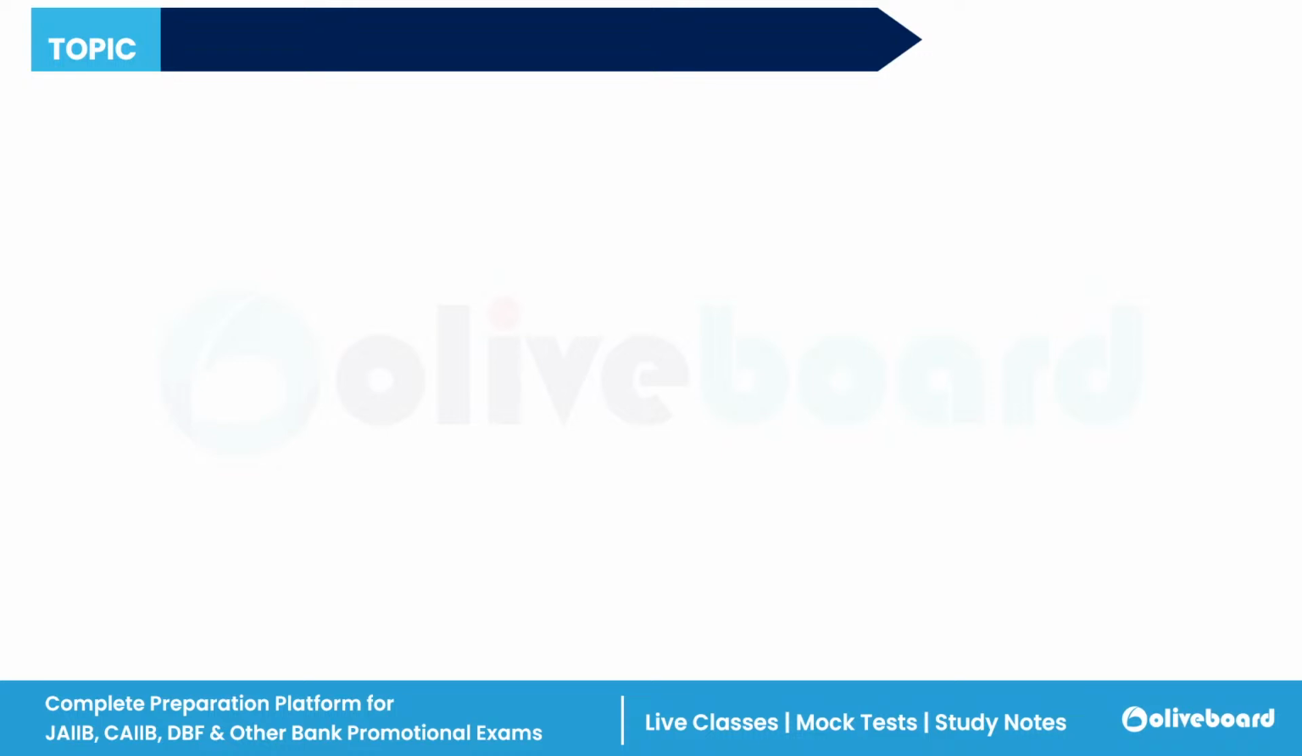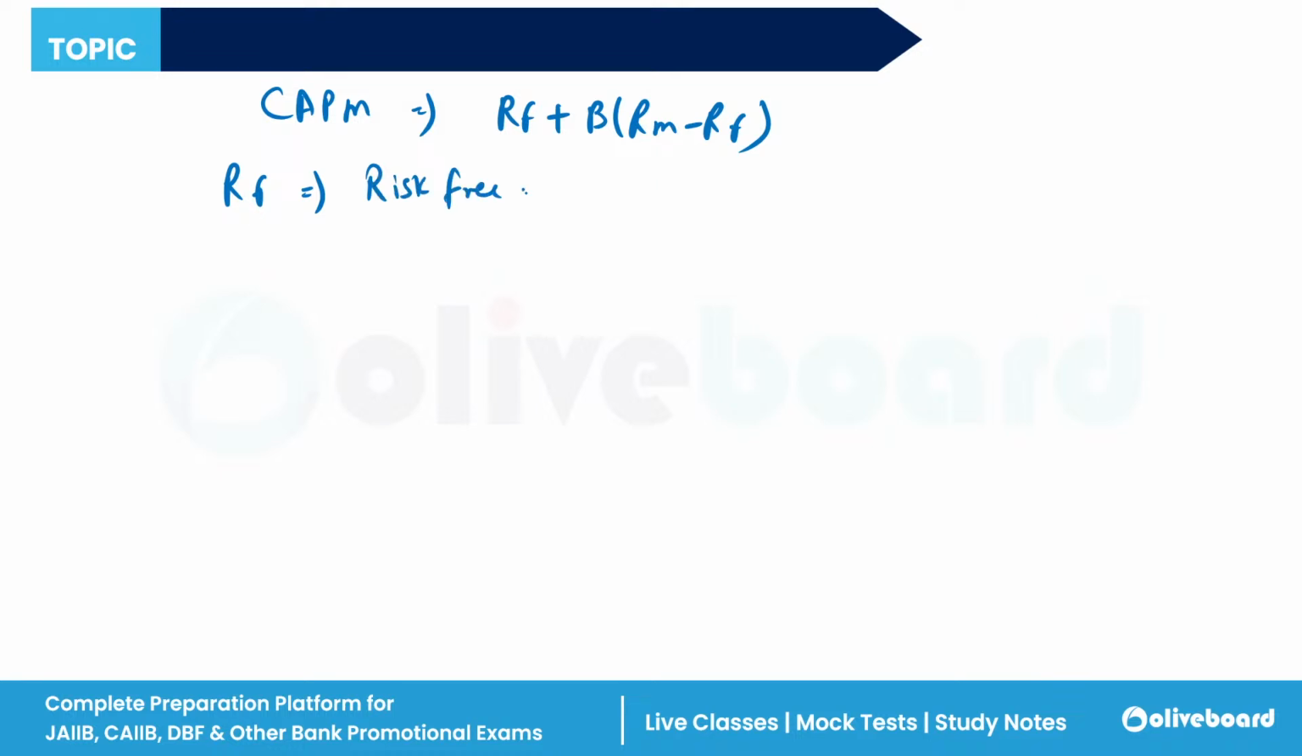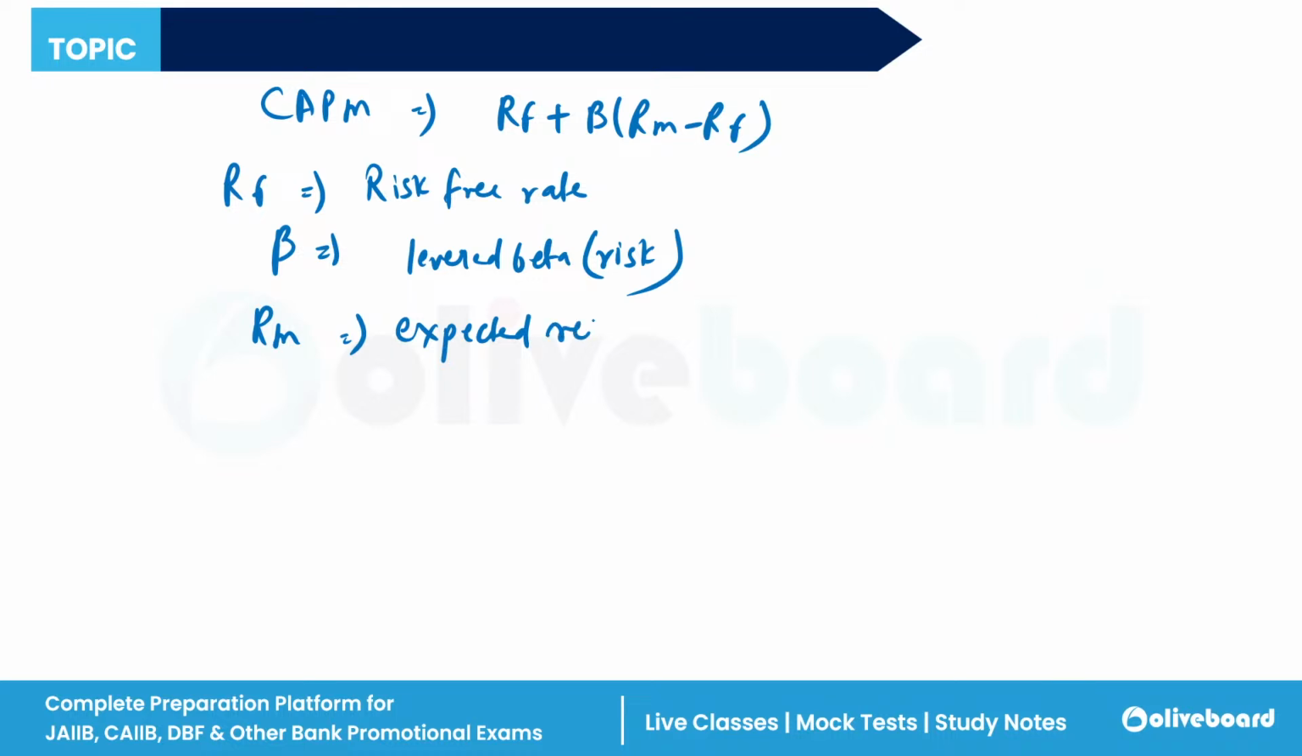Okay, let me write this page. See, what is the formula of CAPM model? It is RF plus beta (RM minus RF). This is the formula. Now, RF is what? RF is risk-free rate. Beta is the levered beta, means the risk. RM is what? Expected return on the market. Expected return which you are expecting from the project. RF is again the same risk-free rate. And RE is what? It is cost of equity.